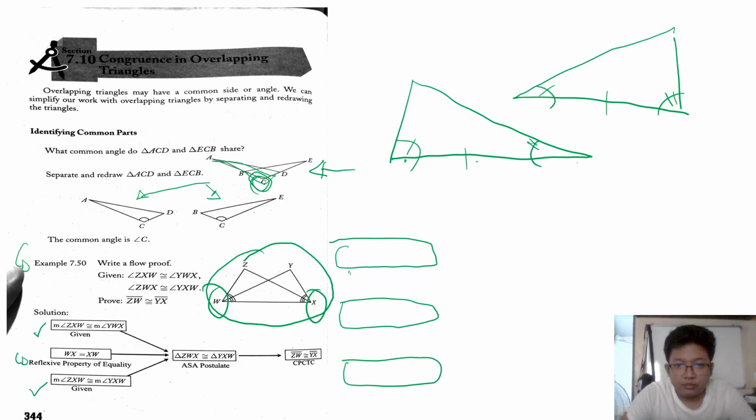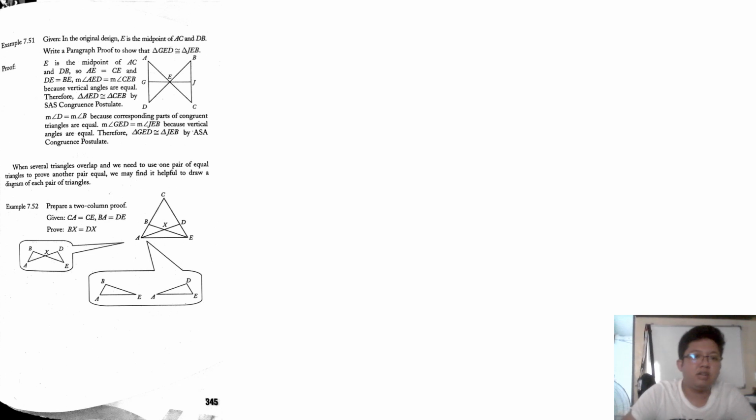So we can now say that triangle ZWX and triangle YXW are congruent triangles through the ASA postulate. And now, we can prove that ZW is congruent to YX through CPCTC, or corresponding parts of congruent triangles are congruent. Now, let's have the next example.